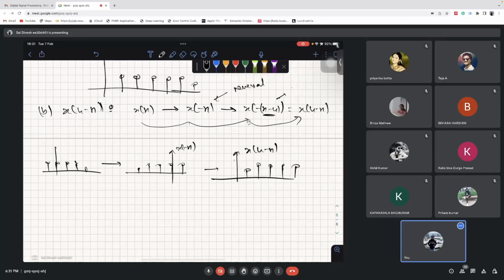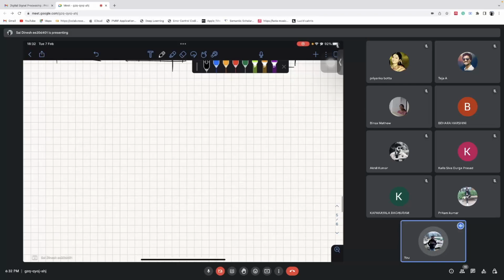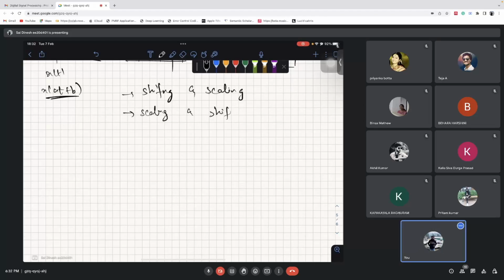Here we have reversal and then shifting. So there are two ways to find x of at plus b from x of t. One is shifting and then scaling, and the other is scaling and then shifting. Okay, so let's take the first case. So you have x of t and you want to scale it by a.